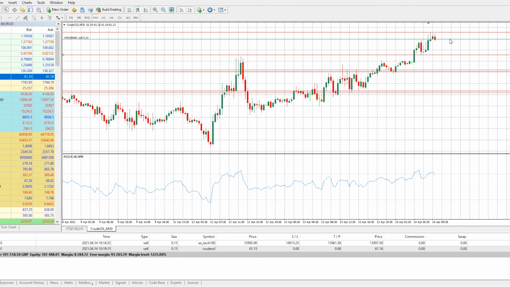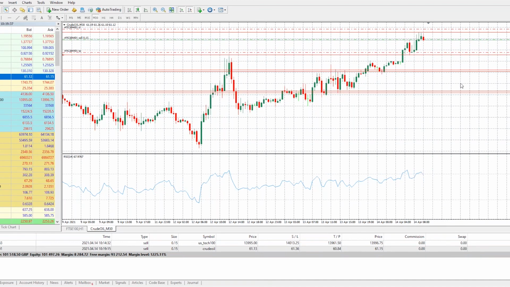I don't have to risk much. I can get my stop loss above today's high. I can get my take profit at the first support level here, and my potential profit is larger than what I'm risking. Once again, okay.